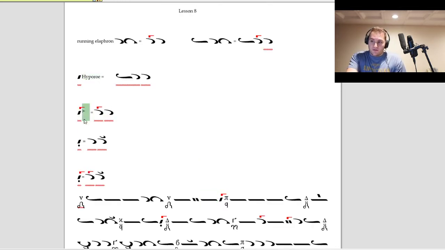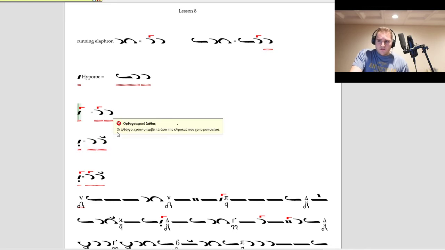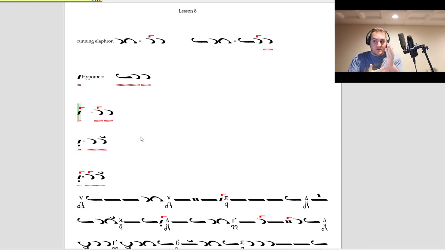So now we can do some interesting stuff with the Hyporoe. We can add a gorgon here. We can add an apli here. We have to know, where does the gorgon go on these two, and where does the apli go on these two? Well, here's the way I like to think of it. The gorgon wants to speed things up. So the gorgon wants to come before. It doesn't want to come later, it wants to come now. So the gorgon is going to come on the first one.